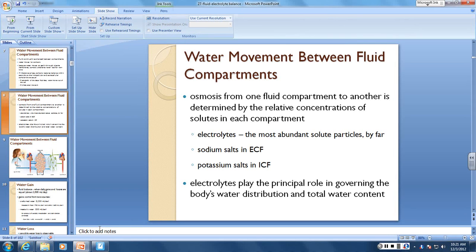You all may remember that from the neurons. Remember the nervous system? Ooh, that was a long time ago. So action potential. Remember, sodium gates open and sodium rushes in because there's a higher concentration outside of the cell. Okay. Electrolytes play the principal role in governing the body's water distribution and total water content. So that's why it's so important for our electrolytes to be balanced.